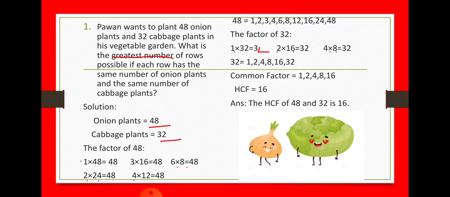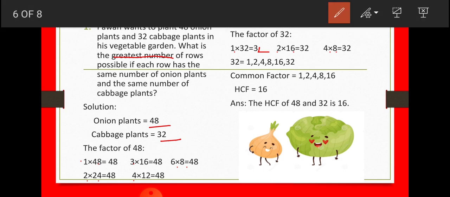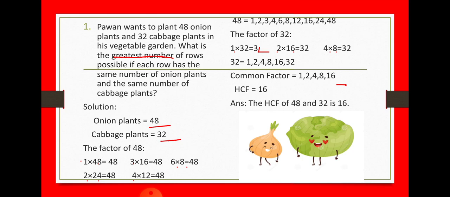Common factor means, in the 48 you see on the top I have written 48. 1 is a common factor. Next 2 is a common factor. 3 is not here. 4 is a common factor. 8 is a common factor and 16 is a common factor. So in these common factors, which number is the highest? 16. So the highest common factor of 48 and 32 is 16.